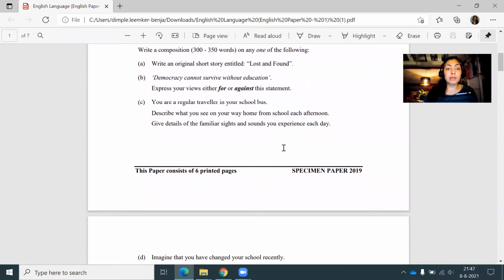Then C is, you're a regular traveler in your school bus. Describe what you see on your way home from school each afternoon. Give details of the familiar sights and sounds you experience each day. This is a descriptive essay.